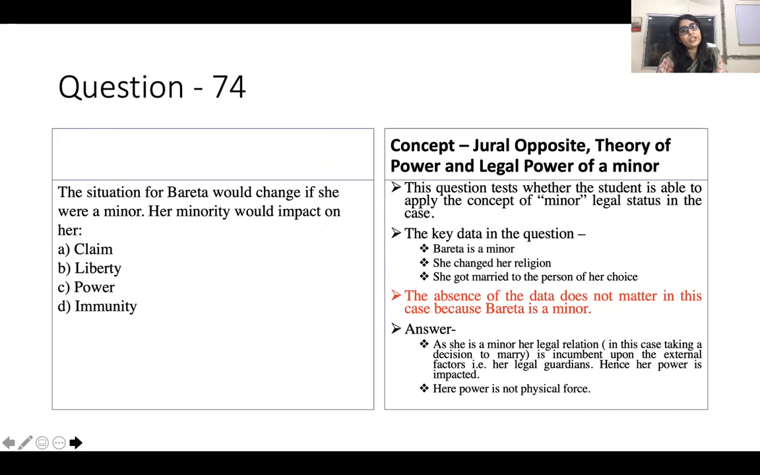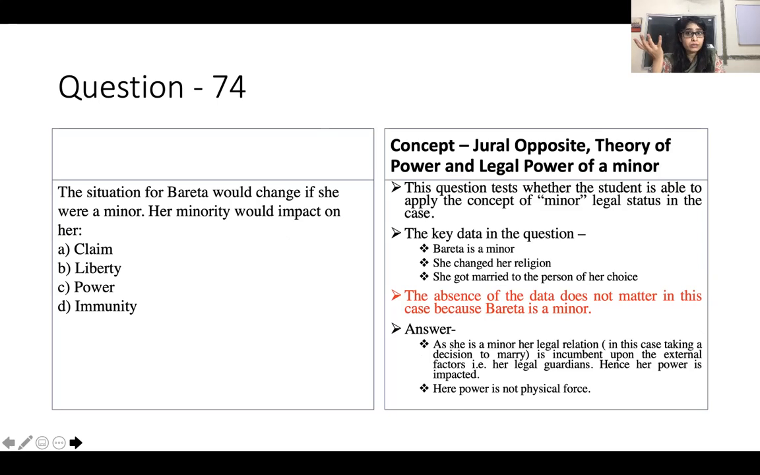Here the situation for Bareta would change if she were a minor. Her minority would impact her claim, liberty, power, immunity. Now, the concept used here is jural opposites, the theory of power and the legal power of a minor. This question tests whether the student is able to apply the concept of minor legal status in the case. And the key data in the question, what is it? Bareta is a minor, we know that.